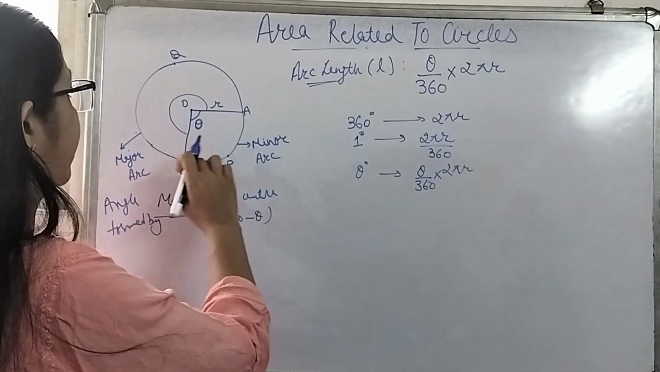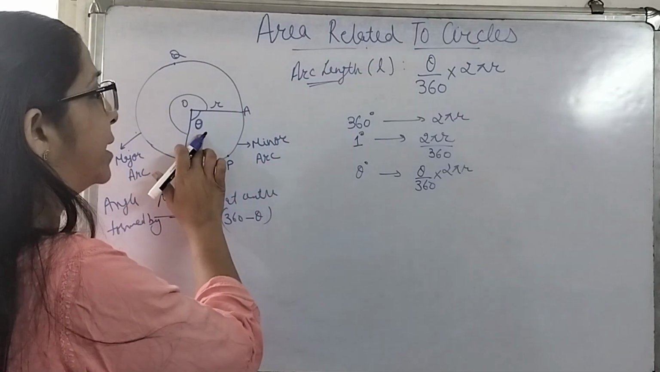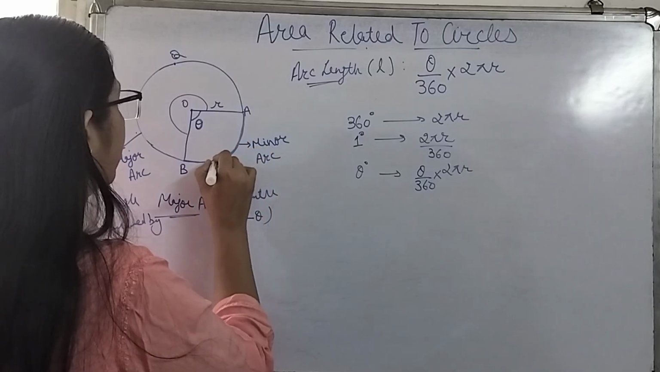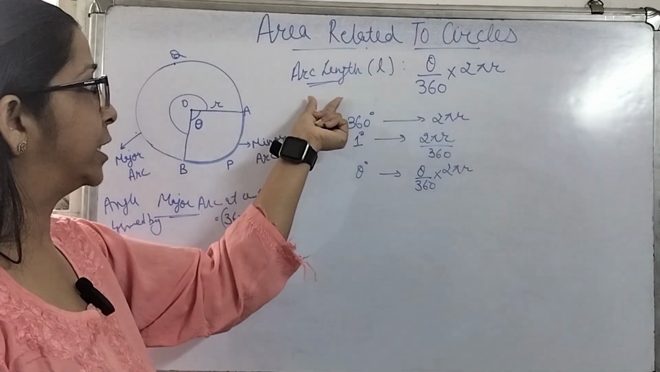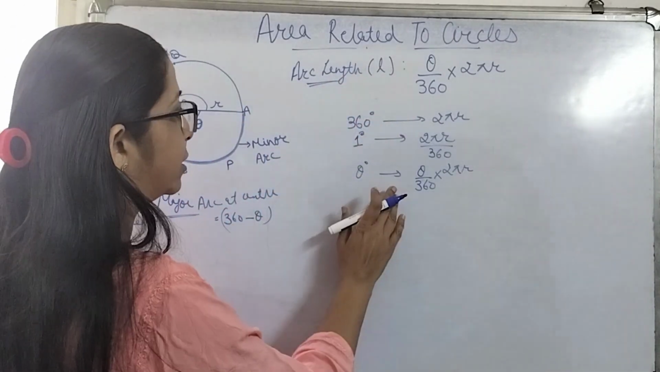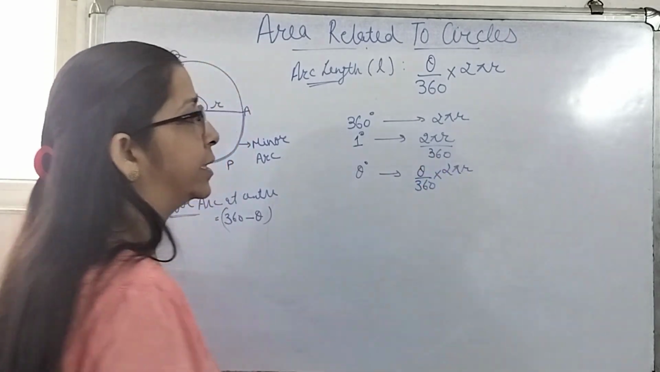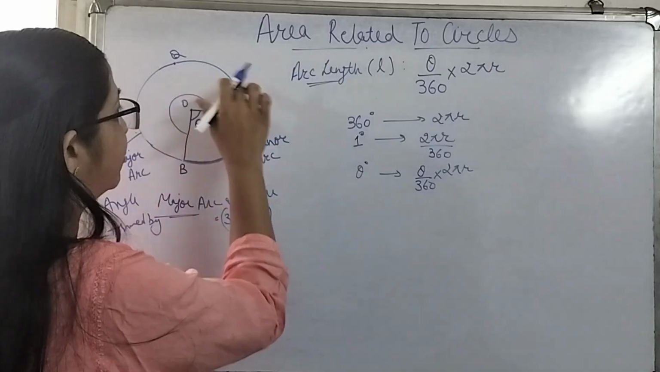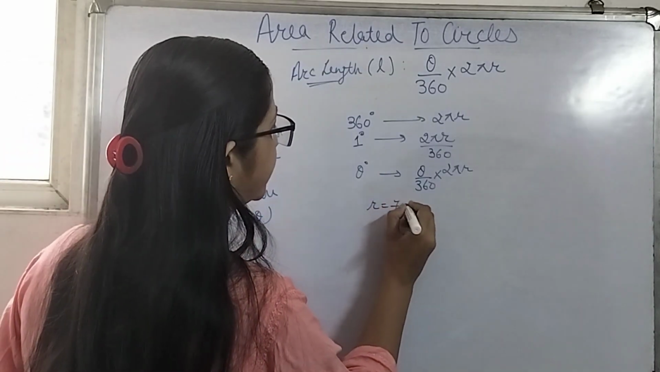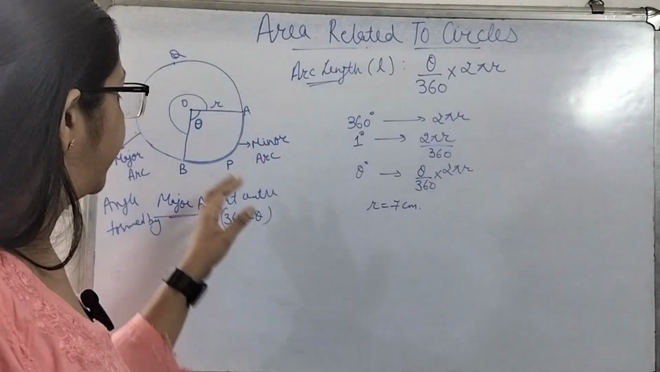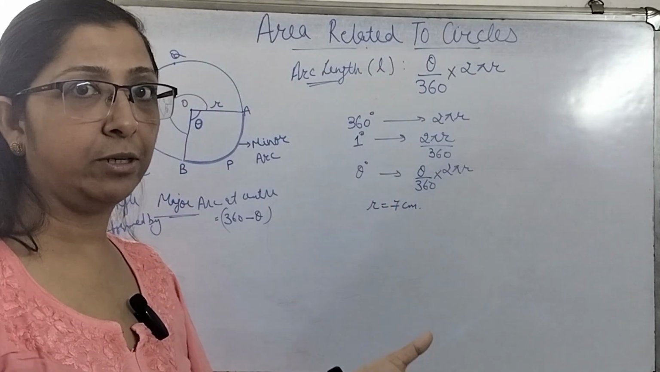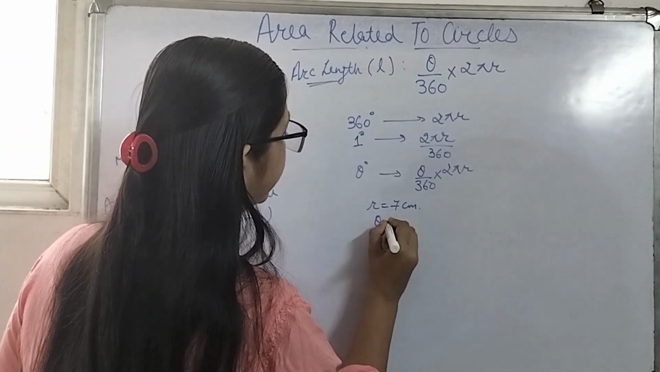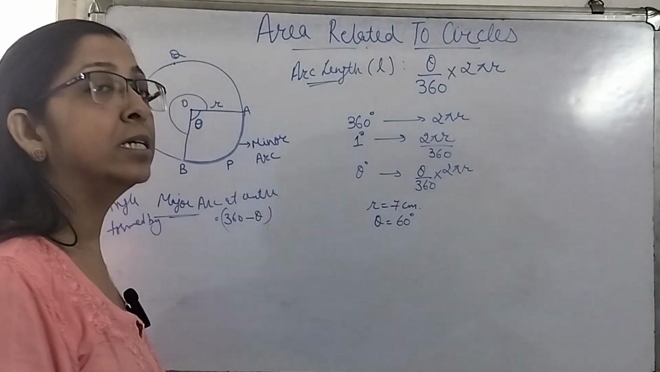That means if the minor arc is forming an angle of theta at the center, we can find the length of this minor arc, that is the arc length, which is denoted by small l, using the formula theta over 360 multiplied by 2 pi r. Now take an example. Suppose the radius is given to you as 7 centimeter, the radius of a circular wheel, and the angle at the center is 60 degree. That means the value of theta is 60 degree.